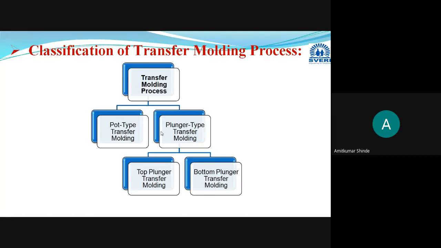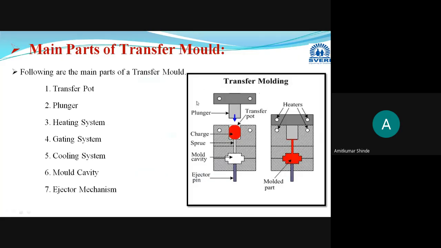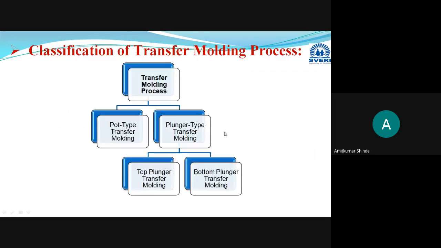As we have discussed, this is the basic diagram. When the raw material or charge is transferred through vertical channels like the sprue, then this transfer molding process is termed the pot type transfer molding process. When the charge or preform is transferred from the transfer pot or shooting cylinder into the mold cavity through vertical channels like the sprue, it is termed pot type transfer molding process.